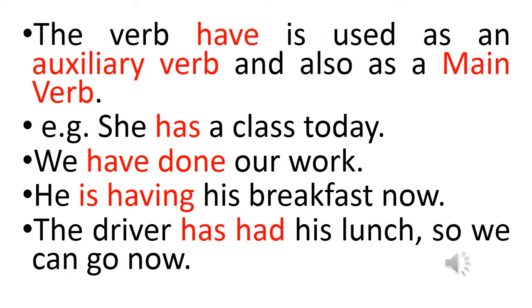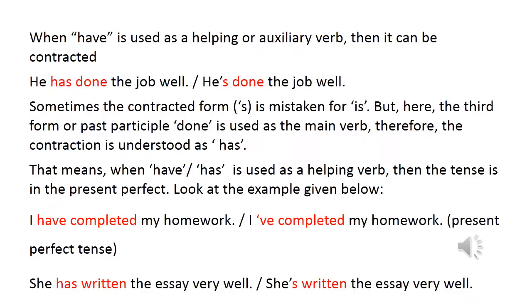We can have verbs like has had, have had, had, and all these verbs are very important, especially when we are dealing with the perfect tenses. So you need to have this fundamental information in your mind before you can go into the lesson of how to use the present perfect tense. Let's continue. When have is used as a helping or auxiliary verb, then it can be contracted.